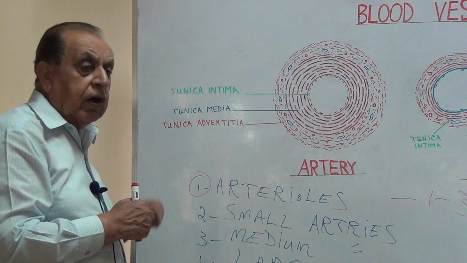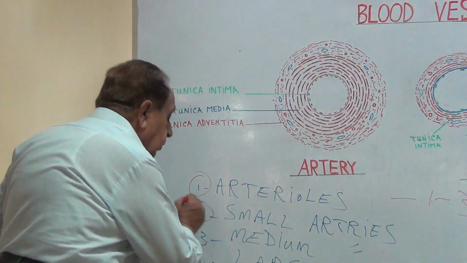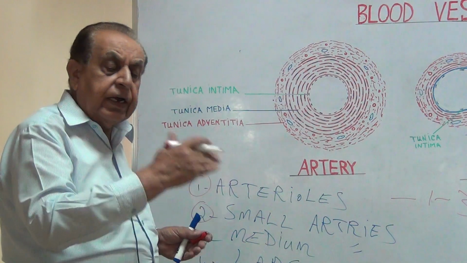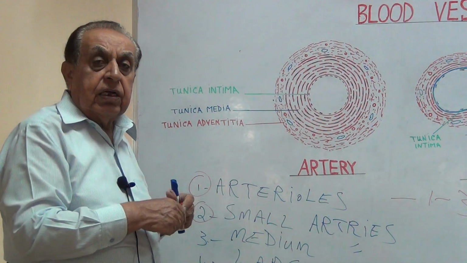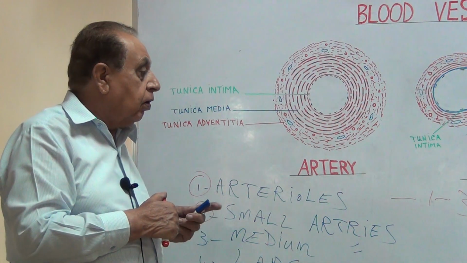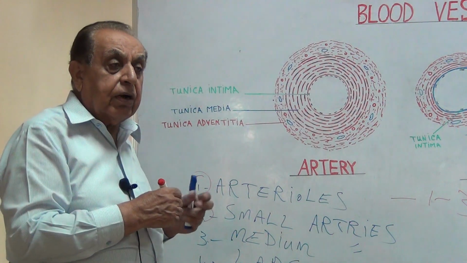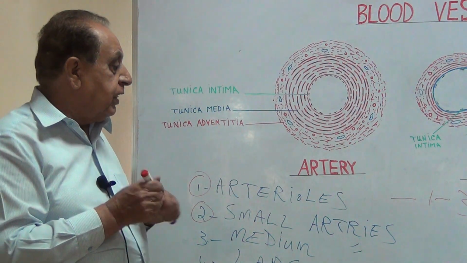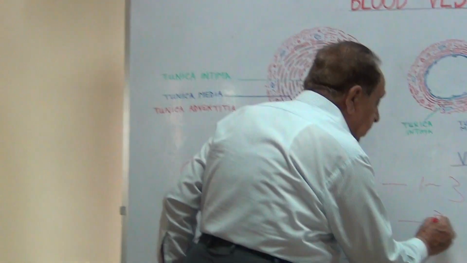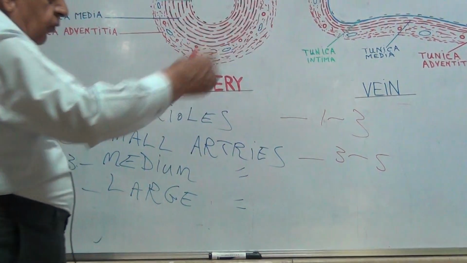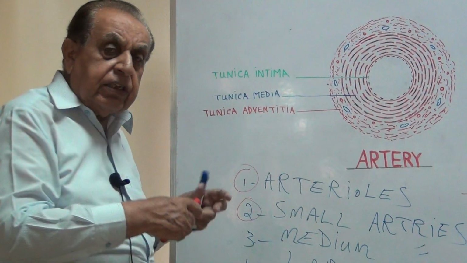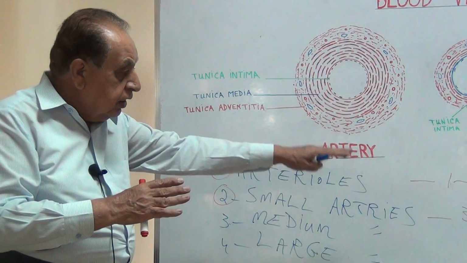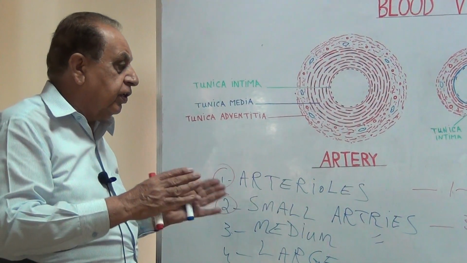Then the small arteries. The small arteries also have these 3 layers: tunica intima, media, and adventitia. The intima is lined by simple squamous epithelium called the endothelium, while outer to the inner layer is the tunica media. This tunica media contains 3 to 5 layers of smooth muscle fibers. As the diameter of the artery increases, the layers of these cells also increase.